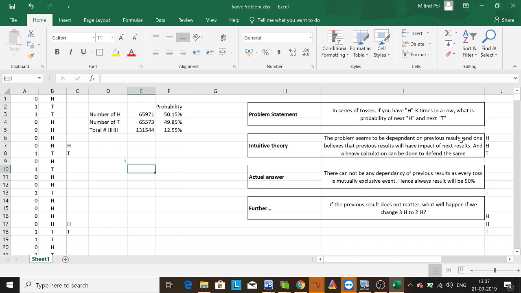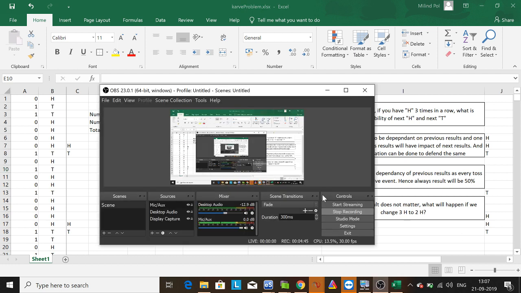I hope I have given it with sufficient confidence to you. I'm going to be sharing this Excel sheet. You play around, let me know the feedback.